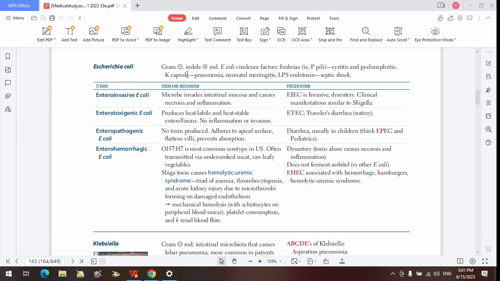E. coli is one of those indole positive agents. There are so many other ones, but E. coli is the most commonly tested one. You just stick with E. coli so that we don't complicate the stuff.